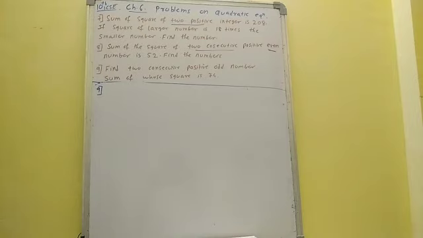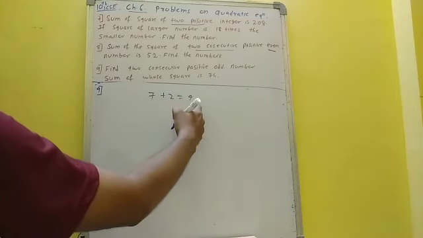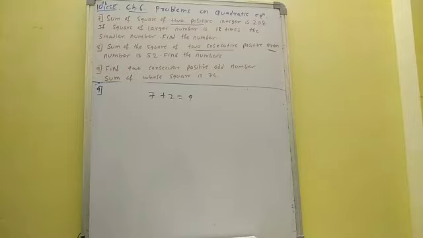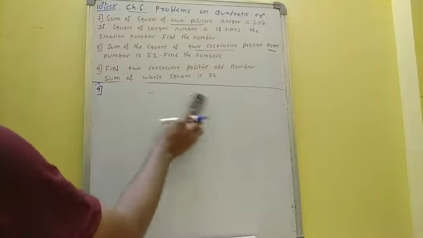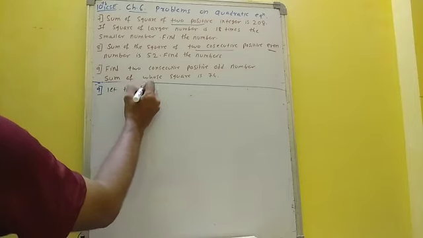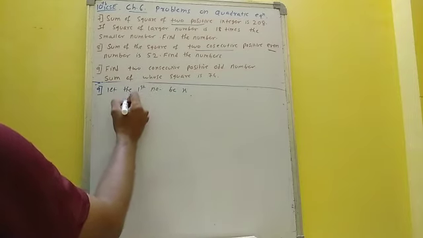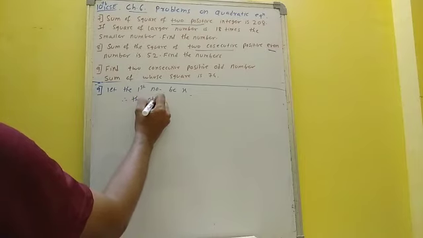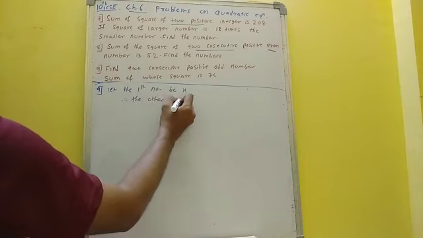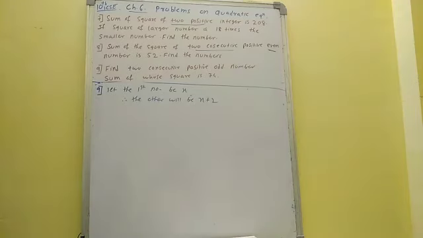Okay, in the next sum, find the consecutive positive odd numbers. Whether it is an even number or an odd number, you should add 2 to get the next odd or even number. So again we will do the same step. Let the first number be x. Therefore the other will be x plus 2.